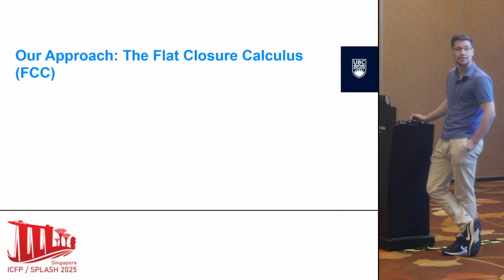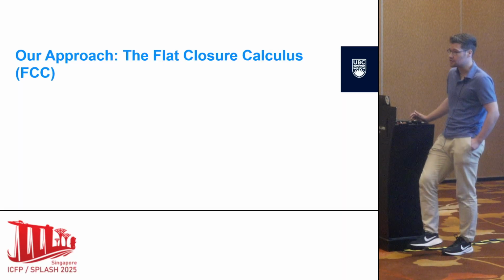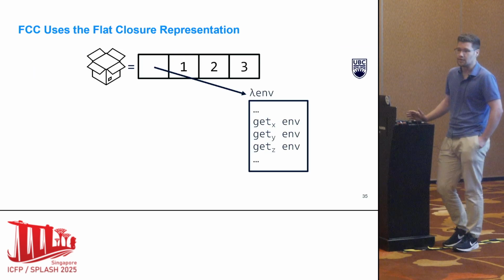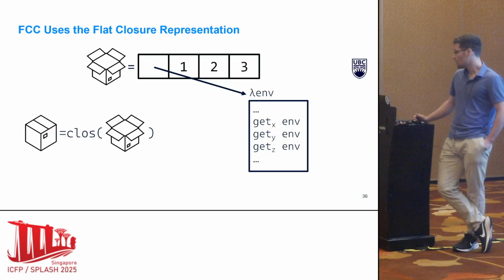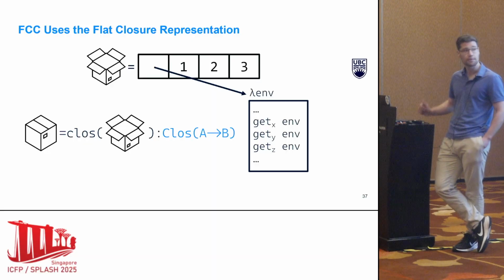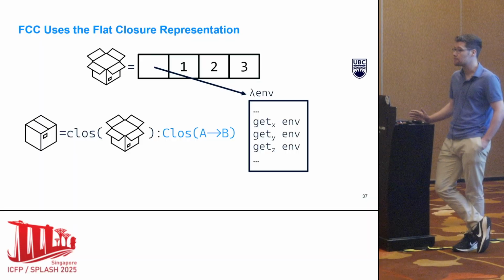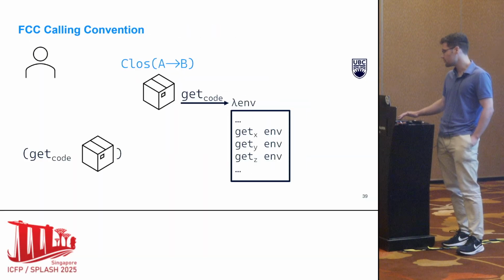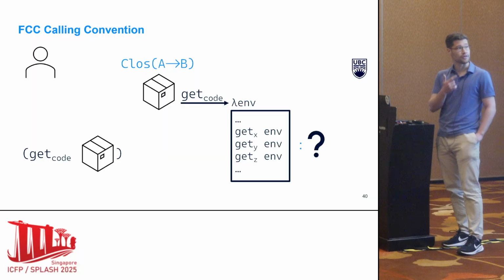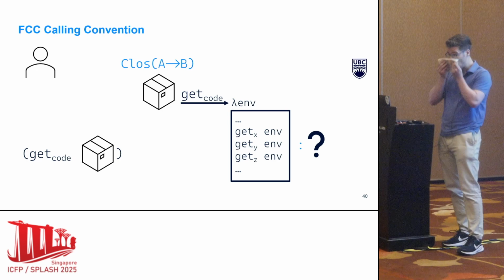Now, our approach is the flat closure calculus, or FCC. And we use the flat closure representation, so we have the optimization. Fantastic. But how are we going to type check this? So when we form a closure, it has the closure type, but as you may notice, this closure type has no reference to the environment type. So how do we know that when we project out the code pointer, we're going to call it with the correct environment type? In other words, what type do we give to the projected code pointer?